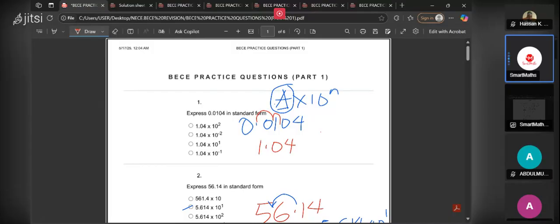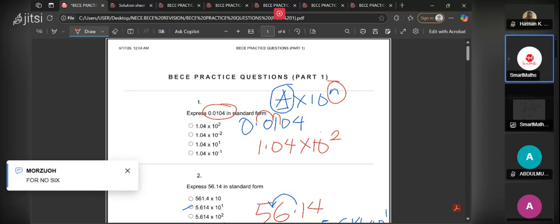It now remains the n part. We have looked at the A part and the 10 part. The n part is the number of times you move the decimal point. Now, we have moved the decimal point here twice. We raise it to power 2. Now, is it going to be negative or positive? It's going to be negative if the number you're asked to express is less than 1. 0.0 something is less than 1. That means this will be negative.